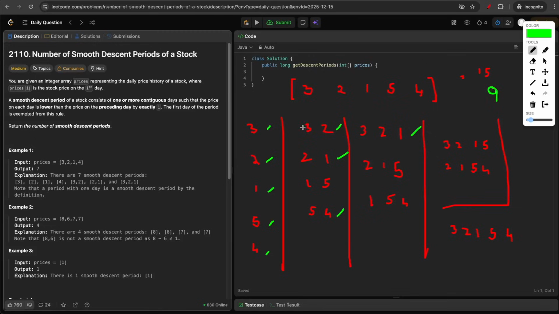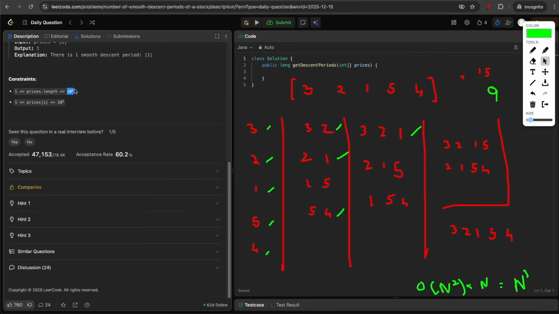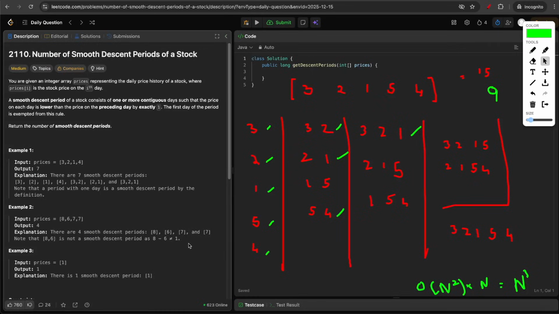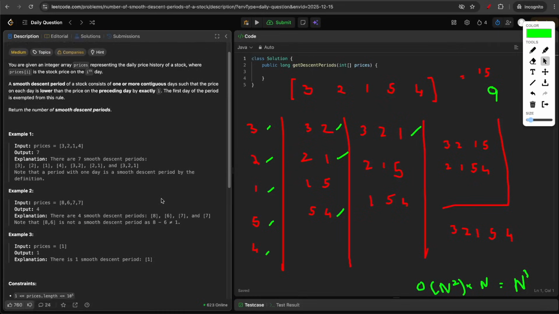So if we list out all possible subarrays and for each subarray, we iterate on it individually to check whether it's a smooth descending period or not, the total complexity will be order of n square, because we have n square subarrays, times order of n for checking whether it is smooth or not. So by this approach, you will have total complexity of order of n cube. But we saw in the constraints that n can be up to 10 power 5. So order of n cube will fail. We somehow have to reduce the complexity.